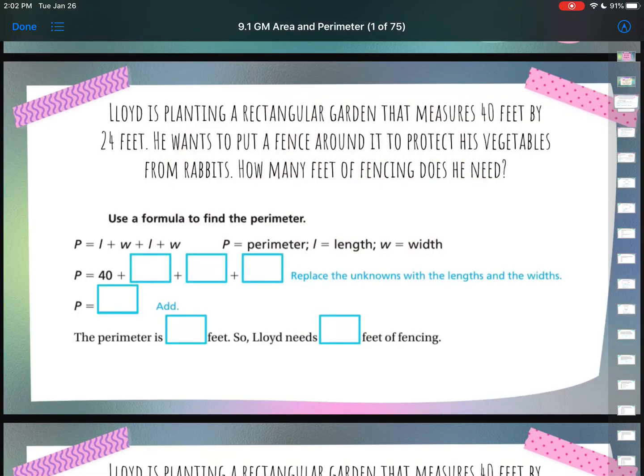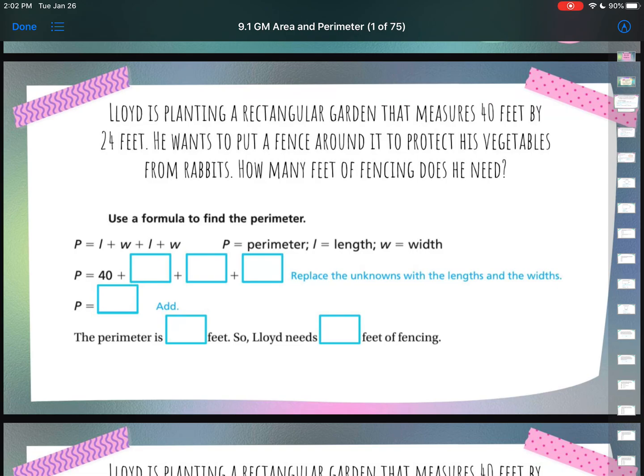So let's talk about Lloyd. Lloyd is planting a rectangular garden that measures 40 feet by 24 feet. He wants to put a fence around it to protect his vegetables from rabbits. How many feet of fencing does he need? So we're going to use our formula to find perimeter.